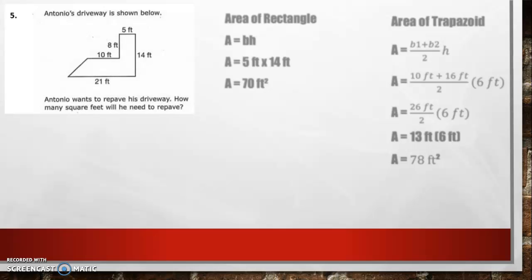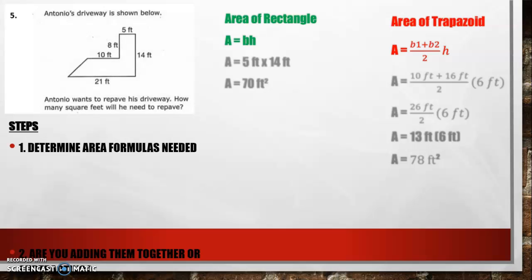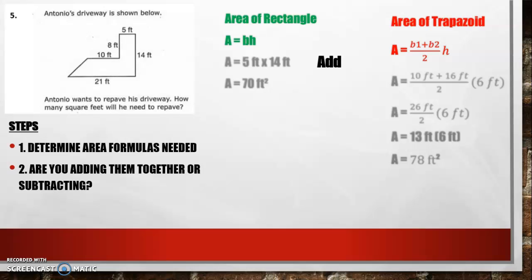So in doing this, I would actually turn it into 2 different shapes, which would be a rectangle and a trapezoid. So I have the area of my rectangle, which is base times height, and I have the area of my trapezoid, which is base 1 plus base 2 divided by 2 times h. All right. Your next step is always going to be to determine whether you're going to add them together. Obviously, he's paving a whole driveway, so you're going to have to put them together, so that means add.